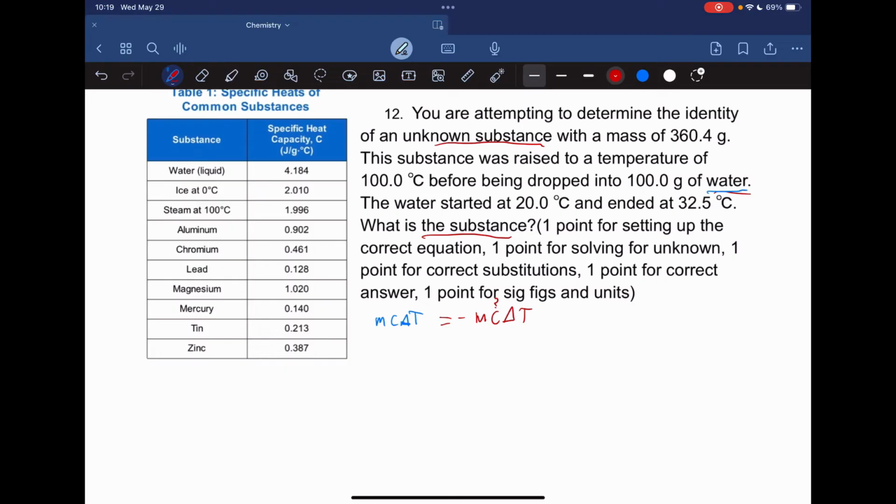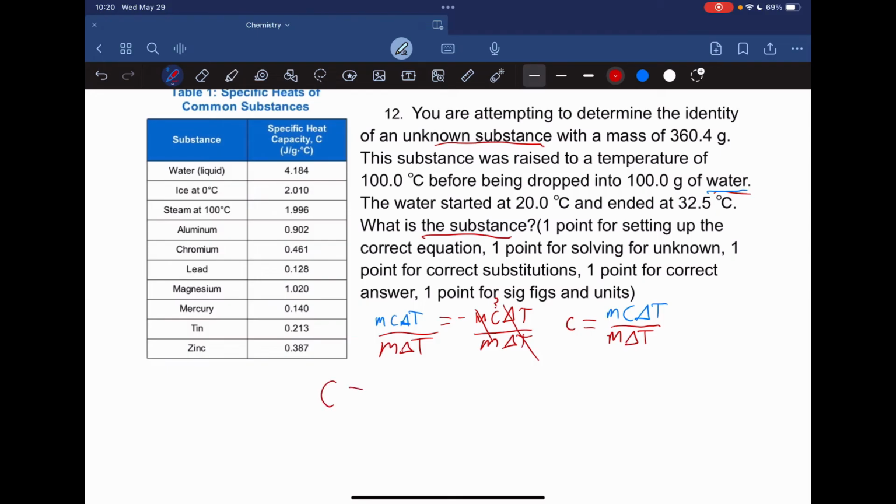So let's just rearrange this equation for that. It looks like we can divide both sides by the mass of the substance and the change in temperature of the substance, which would cancel on the right side and transfer over to the left side. In all, the specific heat is going to equal mcΔT of water divided by mΔT of the substance.